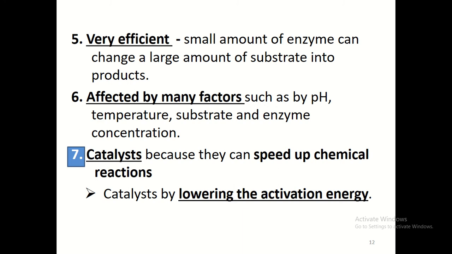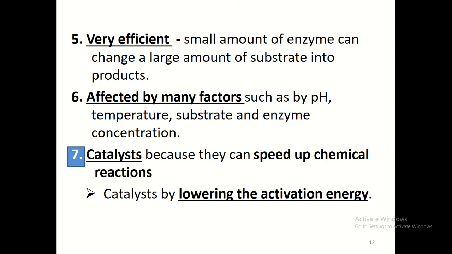Next, another characteristic of enzymes is that they are very efficient, because only a small amount of enzyme can convert a large amount of substrate into product. However, enzymes might be affected by many factors such as pH, temperature, substrate concentration, and also enzyme concentration. For this one, I will explain in more detail later about the factors affecting enzyme activity.